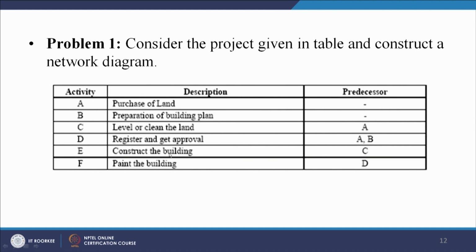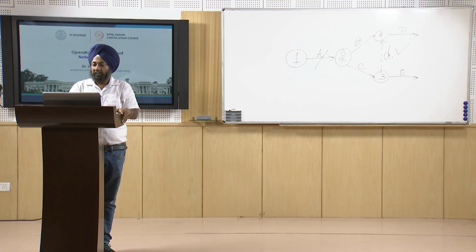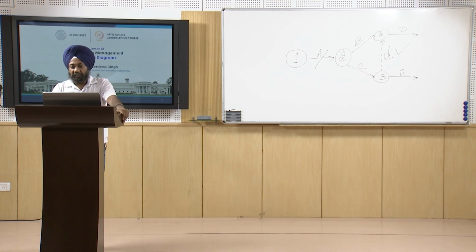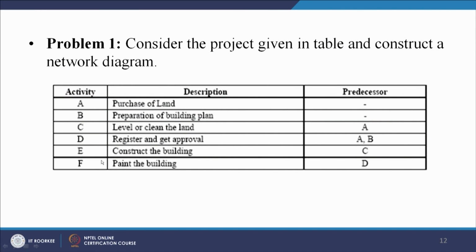Now for constructing the building, leveling or cleaning of land is necessary. So E can only be done when C has been completed. Paint the building when the construction of the building has been done. So this one precedence relationship is given here. I think in place of D we should have C here. Maybe C must be the predecessor for F. When the building has been constructed, we can paint it. So E has to be here. Paint the building after the construction of the building. So instead of D, I think we must have E.